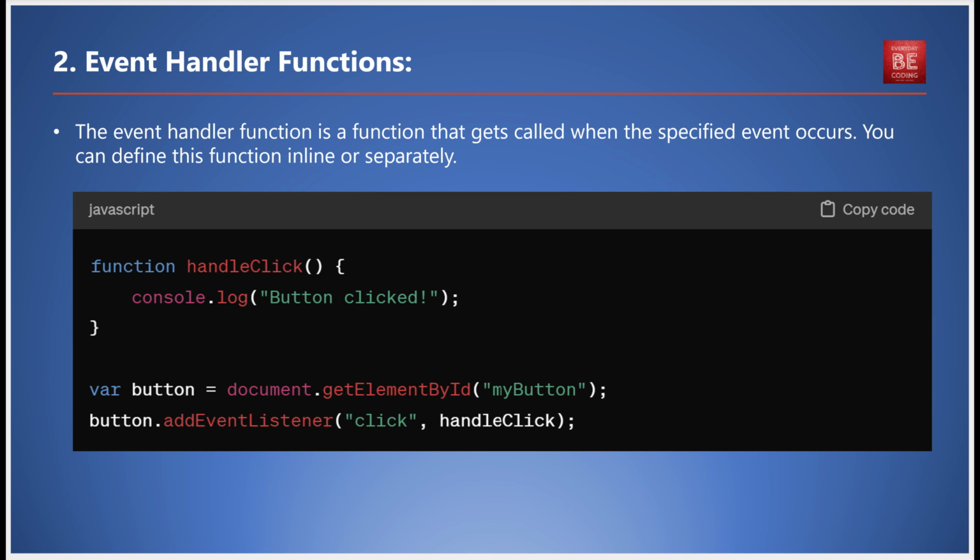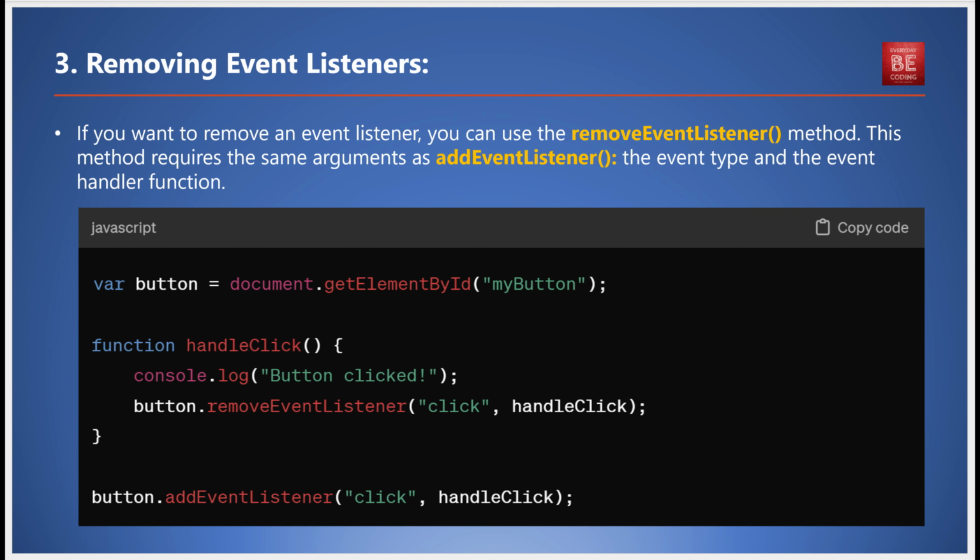But what if we want to stop listening to an event? That's where removing event listeners comes in. We can use the removeEventListener method to achieve this. It requires the same arguments as addEventListener, the event type and the event handler function. For instance, in the handleClick function, we can remove the event listener for the click event on our button.